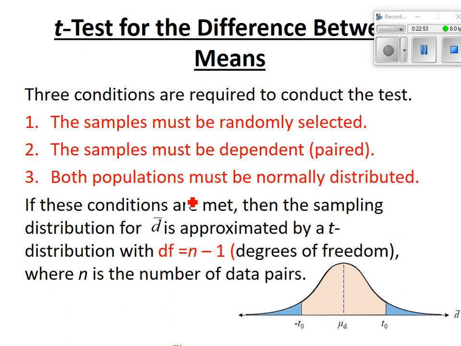On this, same idea as all the other ones. The samples got to be randomly selected. Samples, except, I shouldn't say the same thing, because there's one main difference. They got to be dependent this time, and both populations have to be normally distributed.